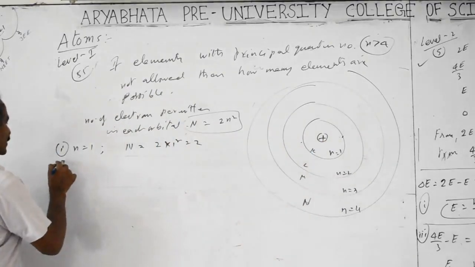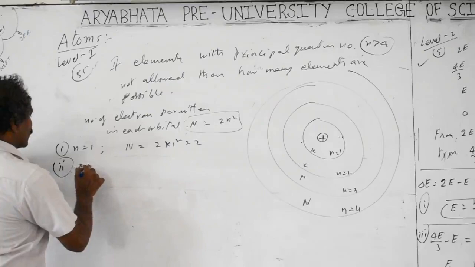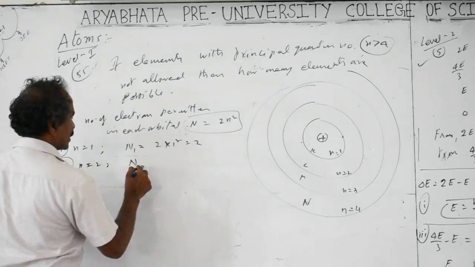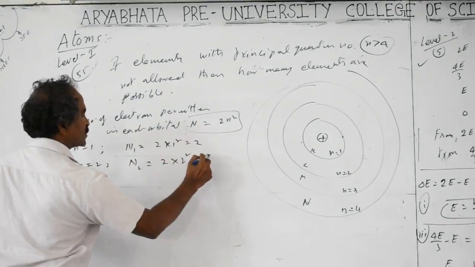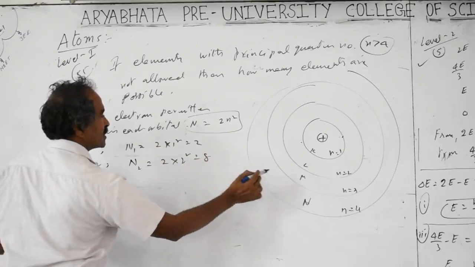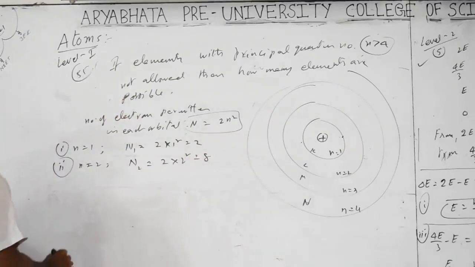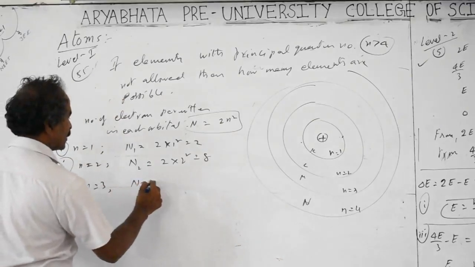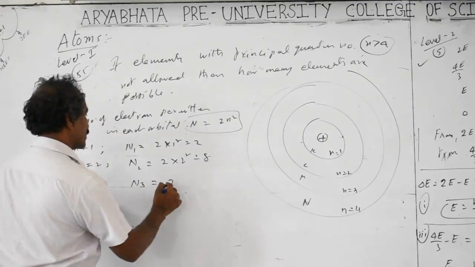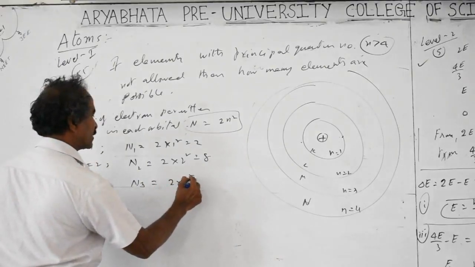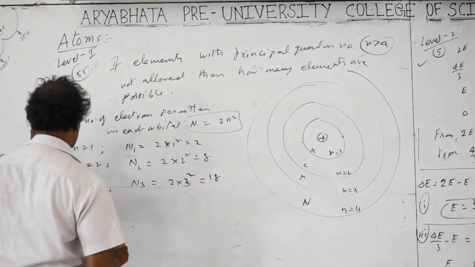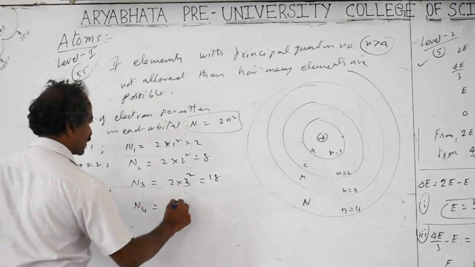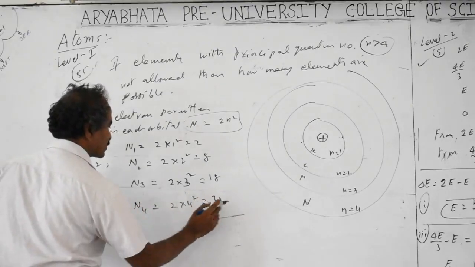Next is the L shell, n equal to 2, second orbit. When second orbit you have taken, n2 is 2 into 2 square, which is 4 into 2, 8 electrons can fit. So in this L shell we can fit 8 electrons. Next n equal to 3, then n3 is 2 into 3 square. 3 square is 9, 2 times 9 is 18 electrons can fit. Next is n equal to 4. n4 is 2 into 4 square. 16 times 2 is 32 electrons possible.